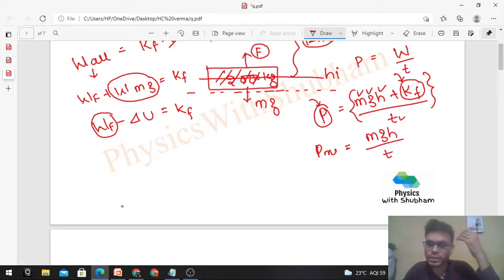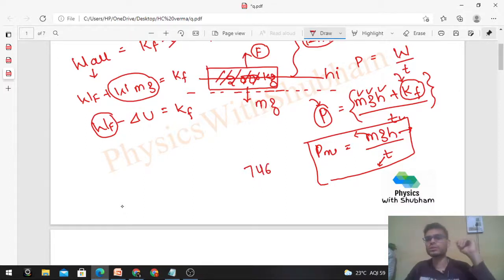Now you can find out the numerical value. m is also given, m is 2000, h is given 12 and time is given 60 seconds. Remember you have to convert it to HP, because this will be in watt, so you have to divide it by 746 to convert it to HP. So you can write 746 in HP.